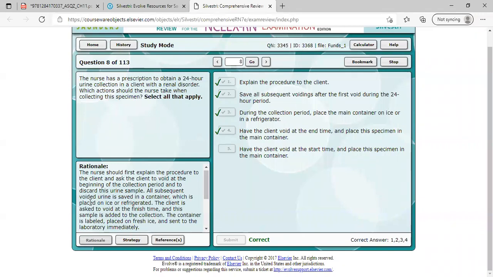All subsequent voided urine is saved in a container which is placed on ice or refrigerated. The client is asked to void at the finish time, and this sample is added to collection. The container is labeled, placed on fresh ice, sent to laboratory immediately. What next?